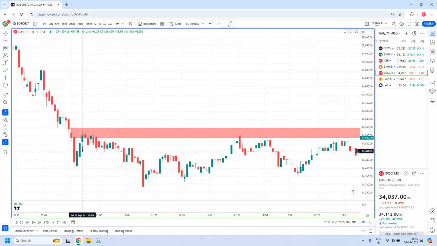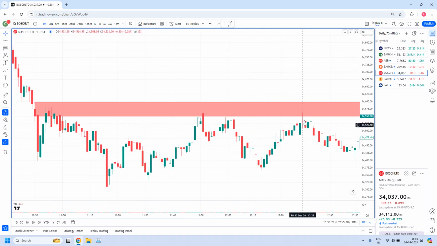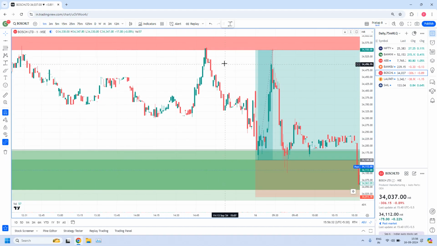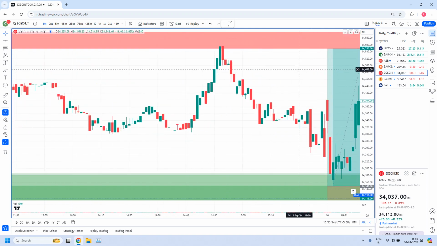See here, from here prices went up and then came down again. Again prices went, came down. Again prices went near to this, again came down. Once again prices went and came down. This zone is getting tested several times. First time, second time, third time, fourth time. Again here, fifth time. And today it is the sixth time.